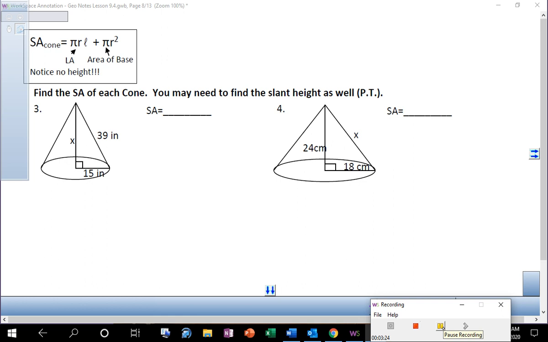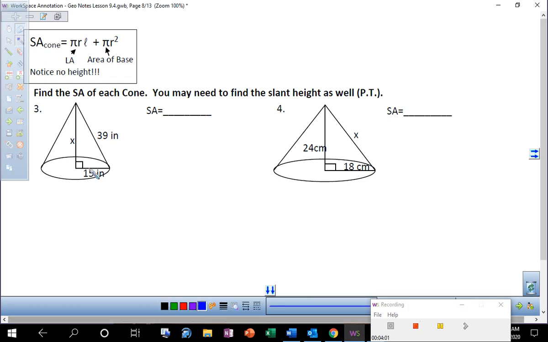For number 3, our cone gives us our radius, which is part of what we need for our formula, and it gives us our slant height. We do not know the actual height, which is fine. We don't need it for our formula. So just like we did on our other surface area problems, just break it down into its two pieces. You can always do them separately and then put them together for your final surface area answer.